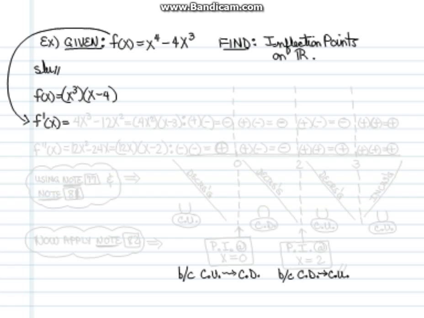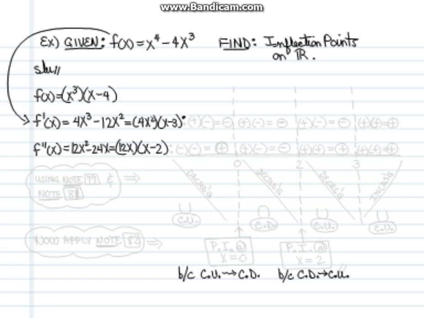Okay, now take the original function x to the fourth minus 4x cubed. Find the derivative, 4x cubed minus 12x squared, using the power rule, and factor that. Now you really do want to factor that one. You get 4x squared times x minus 3. Now take the derivative of that, the second derivative, and factor that. You get 12x times x minus 2.